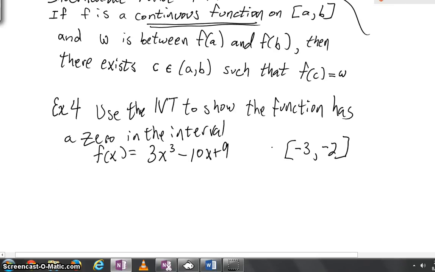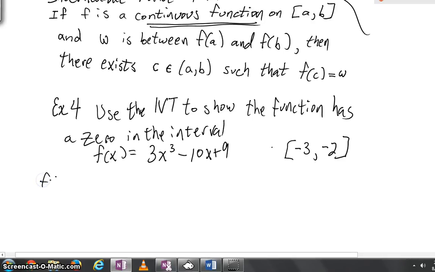This is the problem that I wanted us to talk about. We're going to use this idea. Let's use the intermediate value theorem to show that the function listed below has a 0 in that interval. Well, the interval that you see is -3 and -2.